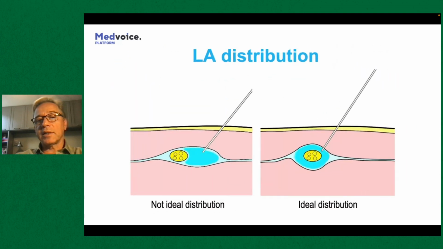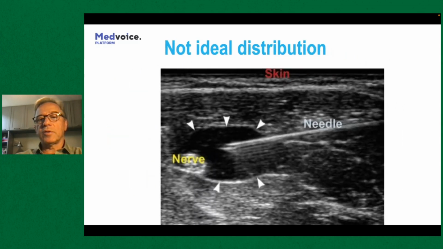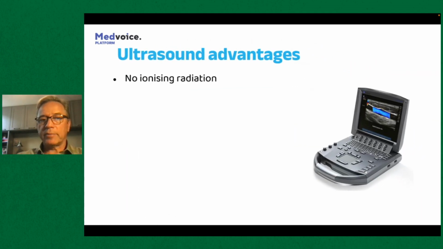And with local anesthetic, when you look at it, try and achieve ideal distribution around the nerve, not just on one side of the nerve. So although this may look good, it's not quite ideal. You want to go underneath this nerve and inject a little bit so the nerve is all surrounded by local anesthetic. This is when your block is going to work nicely.